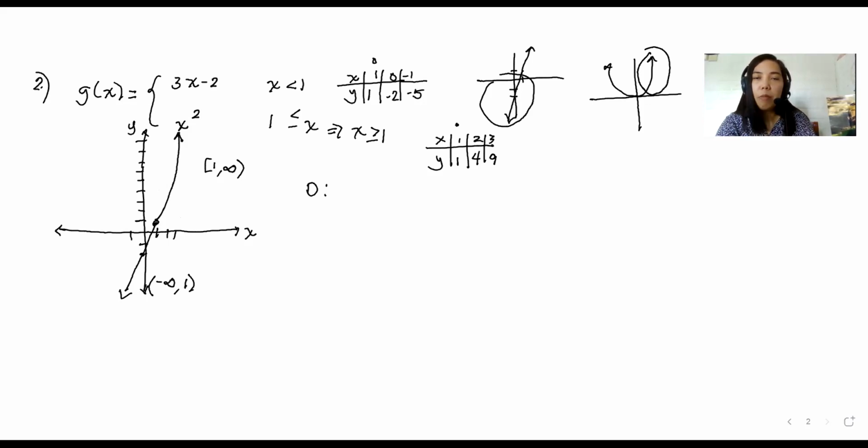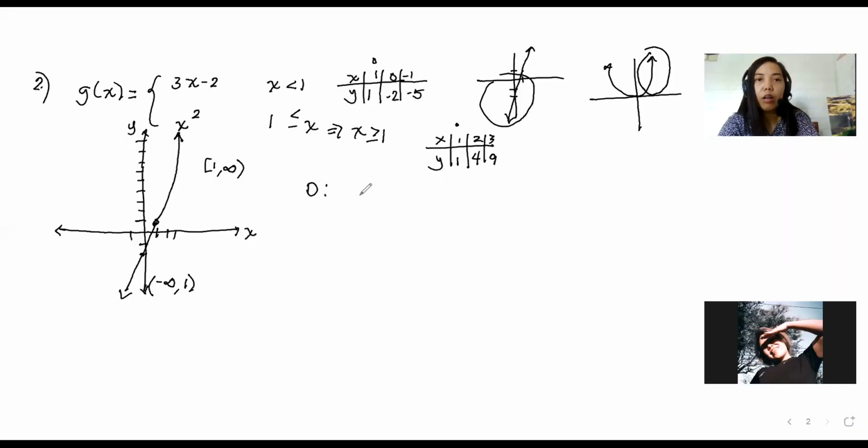Sa una, hindi kasama si 1. Pero sa second function class, kasama na. So, what is the domain kung ganun? Negative infinity to positive infinity. So, we have negative infinity up to positive infinity. Kasi hindi man kasama dito si 1, pero sa pangalawa kasama na. Ibig sabihin, wala nang any real number are considered. Okay? How about the range?